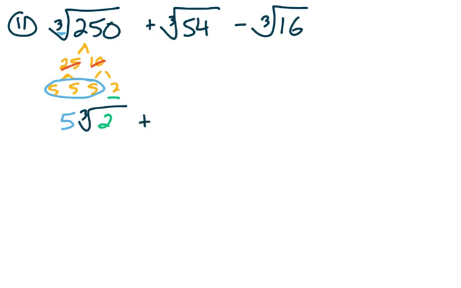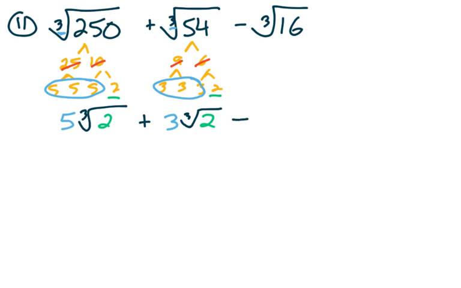Plus, I'm going to do the same thing with my next one. So two numbers that multiply to 54, 9 and 6. 9 is 3 and 3, and 6 is 3 and 2. And again, I'm circling groups of 3. So I circled a 3s, can pull a 3 out. I did not circle the 2, so the 2 stays on the inside.